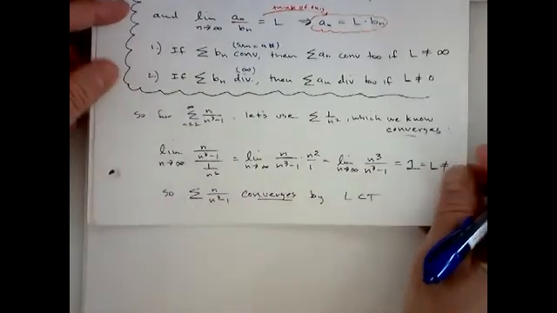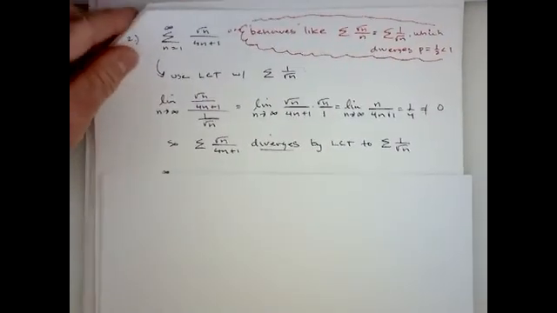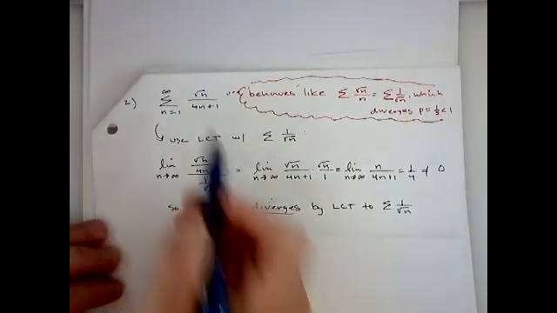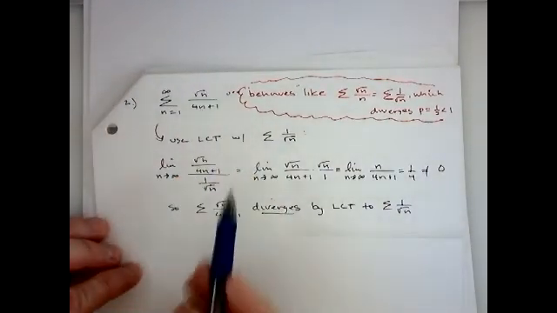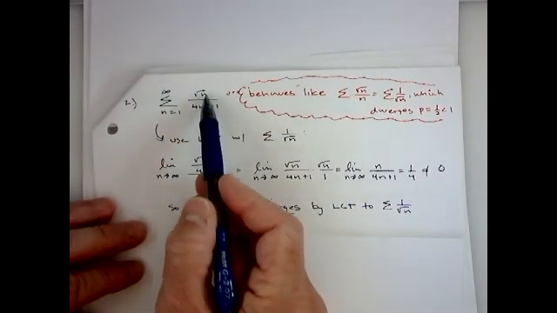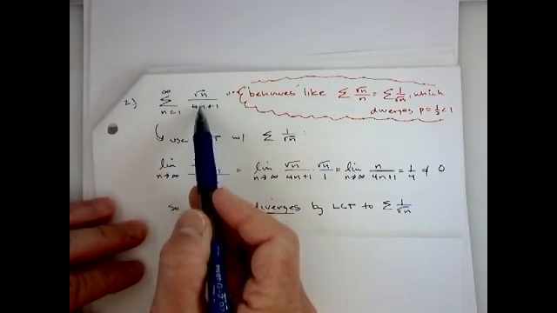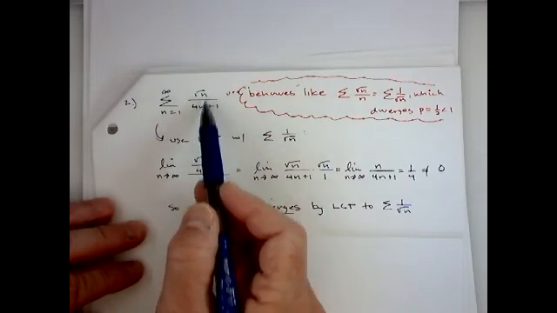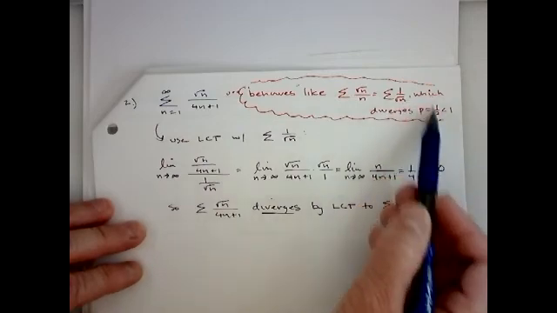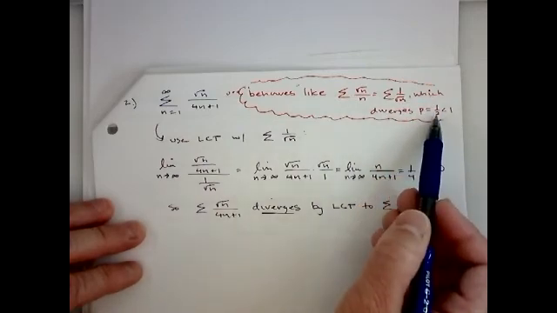Let's do another one. Okay, I have root n over 4n plus 1. I know how to think about what this behaves like by just focusing on the biggest power. Root n over n reduces to 1 over root n, which is a p-series that diverges because my p-value is less than 1.